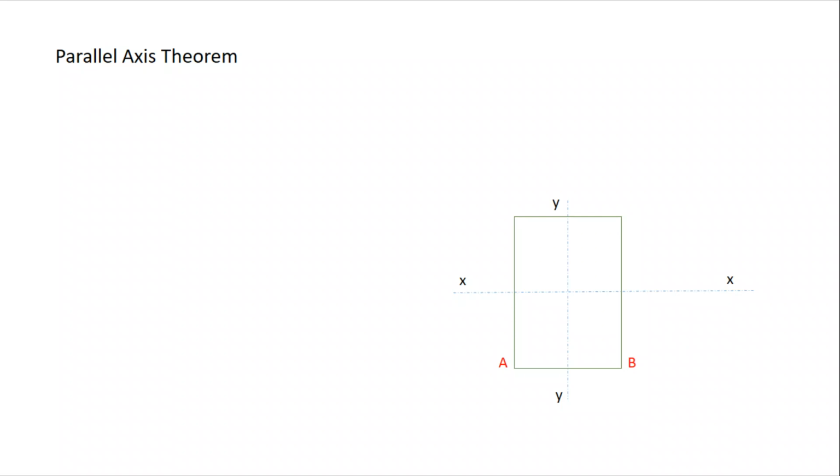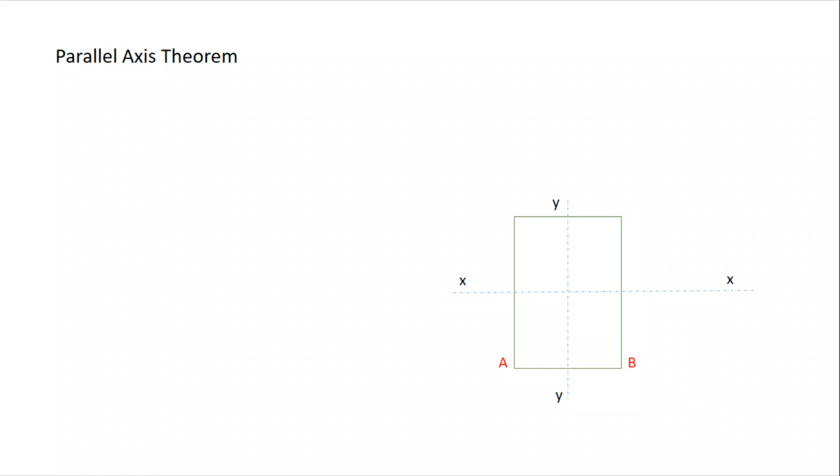Now, the parallel axis theorem. We use the parallel axis theorem when we want to calculate the moment of inertia about an axis other than the centroidal axis. Here in the rectangle case, the centroidal x axis and centroidal y axis are shown. So other than these axes, we want to find the moment of inertia about AB.